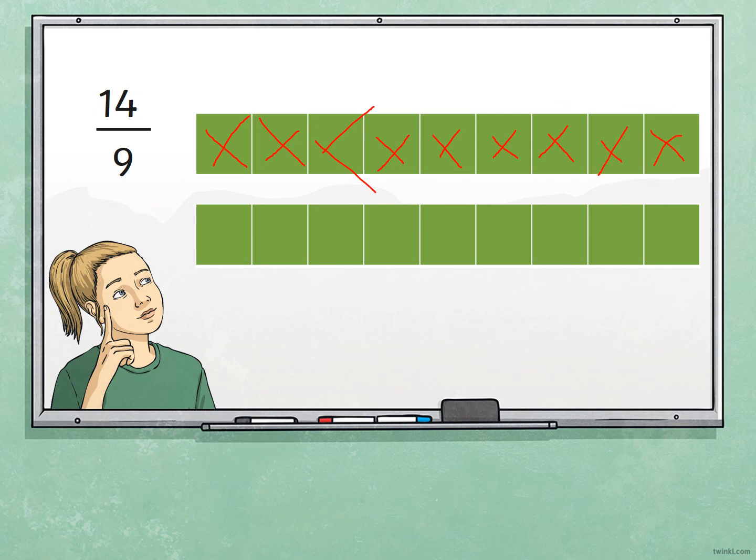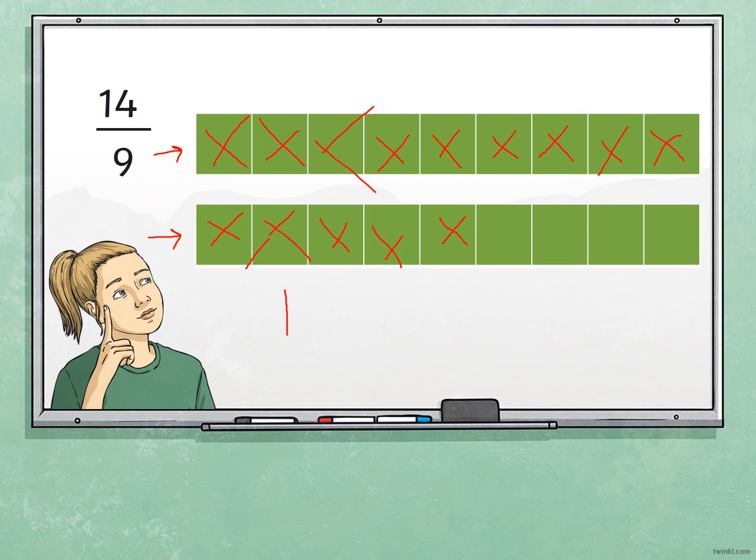Now that we've got 9 of that top bar crossed out, we need to cross a few more so that we have 14/9 crossed out. So that would give us 10/9, 11/9, 12/9, 13/9 and 14/9. Brilliant. So I've now crossed out 14/9. How am I going to convert that to a mixed number? Let's look at this top bar. We know that 9 out of those 9 squares have been shaded in. So that equals 1 whole bar has been shaded in.